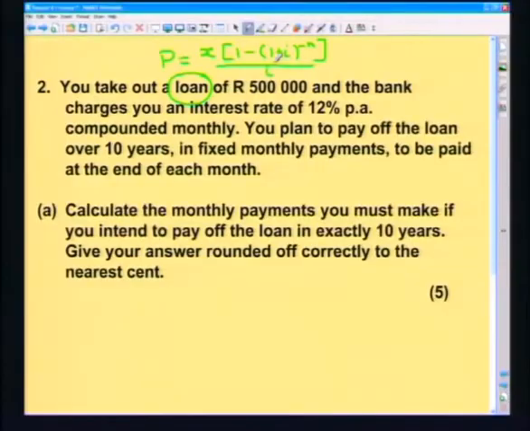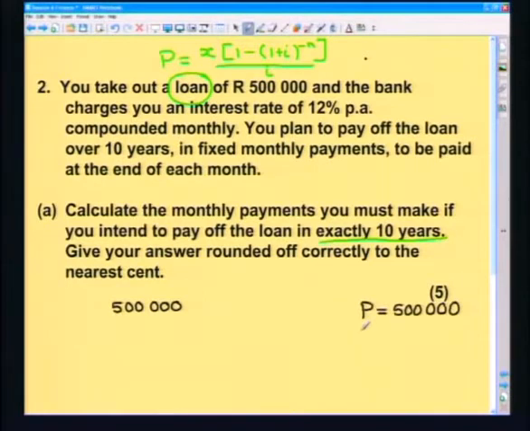Right, so now it says, calculate the monthly payments you must make if you intend to pay off the loan in exactly 10 years. Give your answer, rounded off correctly to the nearest cent. So let's pull up a black pen and let's see what we can do with this. Using our formula, we know that the present value of the loan is 500,000. A very good idea, if you're going to get confused, is to look at these words and write down on the side what you have. So you have P, it's 500,000.